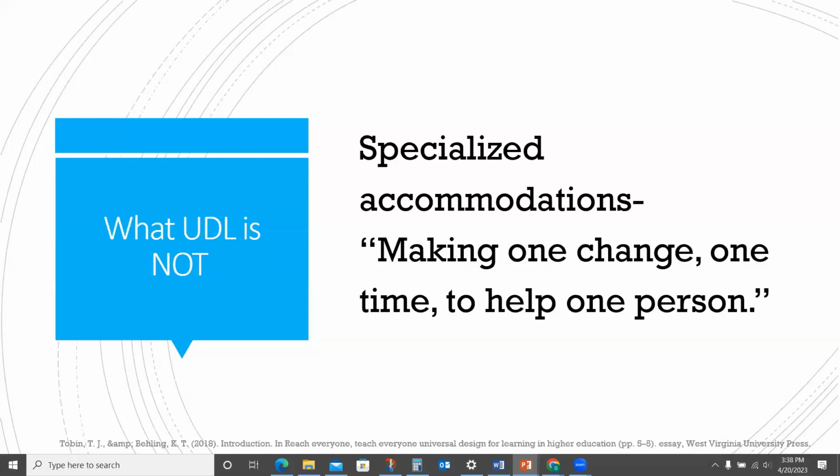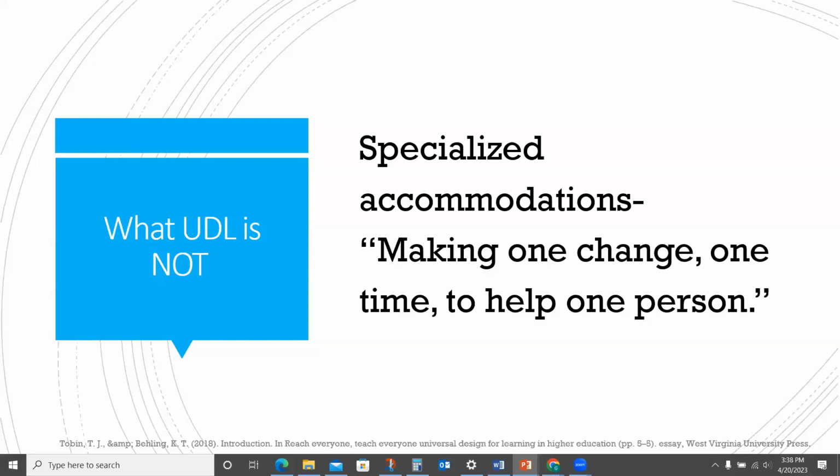And very quickly, before we move on, what UDL and accessibility also is not. So we're not talking about specialized accommodations, IEPs, or the way that Tom Tobin defines it, accommodations are making one change one time to help one person. Those things are very important. Of course, there are legal documents that have to be honored. So I'm not trying to say that you should ignore an IEP by any means, or its accommodations for an individual student.